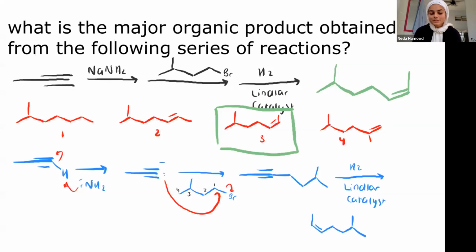You had a question? Sorry, I cut you off. Oh no, it's okay. I'm still processing the question, trying to make sure I understand it. You said we would be looking for the answer that has a cis product, right? Yeah. So why wouldn't it be 2? Because that would be a trans product. Why wouldn't it be 4? Not enough carbons. Why wouldn't it be 1? Because that's an alkane, not an alkene.